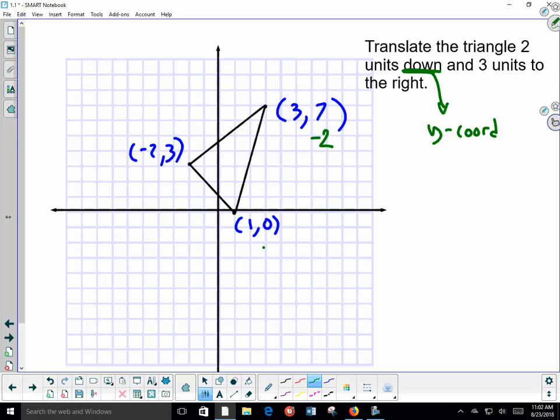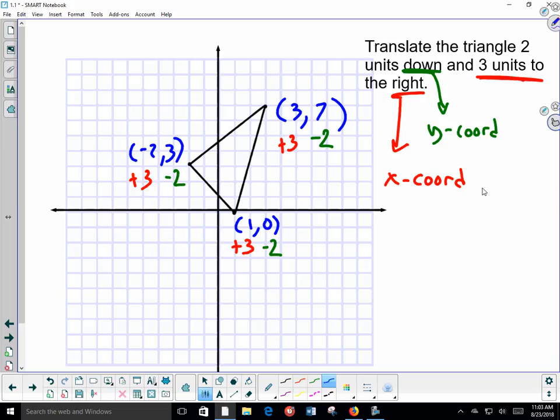We're going to subtract 2 from the y-coordinate here, and here, and here. And then if we're going to shift 3 units to the right, shifting to the right is a change to the x-coordinate. And if we want to go to the right, that's adding 3 units to the x-coordinate. So I really want to add 3 to this x-coordinate, add 3 to this x-coordinate, add 3 to this x-coordinate.